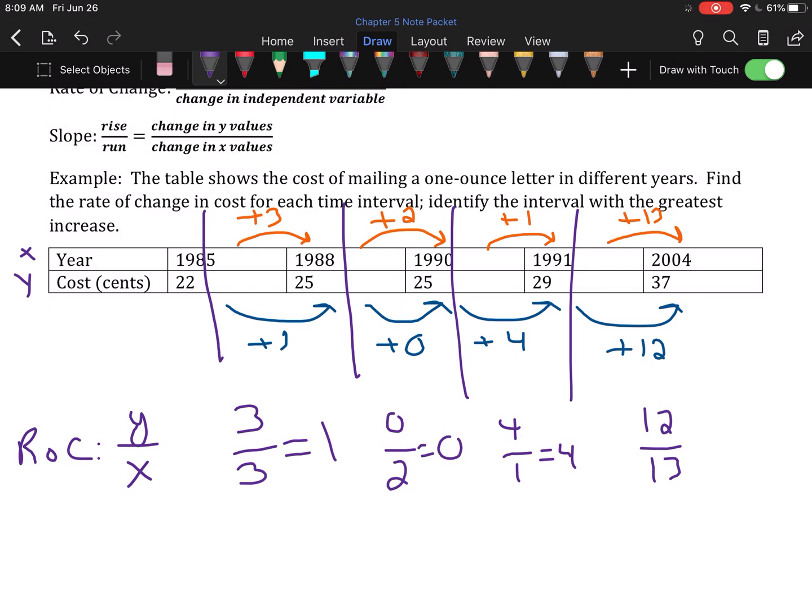The interval with the greatest change is right there, because our changes are 1, 0, 4, and 12/13. 4 is the biggest. So that's rate of change. It's change in y, or change in the bottom, over change in x, or change in the top.